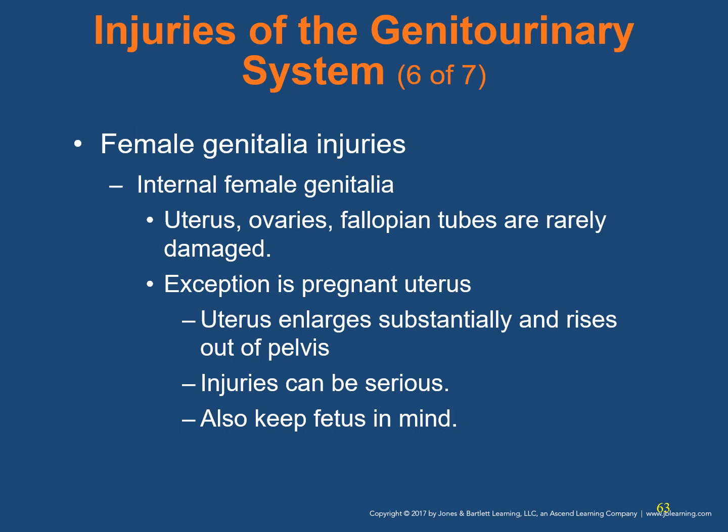Female genitalia injuries. Internal female genitalia: the uterus, ovaries, and fallopian tubes are rarely damaged. They are small, deep in the pelvis and well protected. The exception is the pregnant uterus. The uterus enlarges substantially and rises out of the pelvis. Injuries can be serious because the uterus has a rich blood supply during pregnancy. Also keep the fetus in mind. In the last trimester of pregnancy, the uterus is large and may obstruct the vena cava. Blood pressure may decrease. The patient should be placed on her left side so the uterus will not lie on the vena cava.